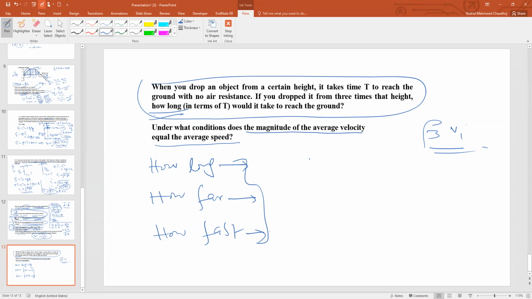Under what conditions? If the body is moving in this way, if you want to find the average velocity or the average speed, it is the same, I think. It is moving in the same direction. When it is moving in the opposite direction, the average velocity will be different because the displacement will be negative. When the displacement is positive in this direction, then it is okay.